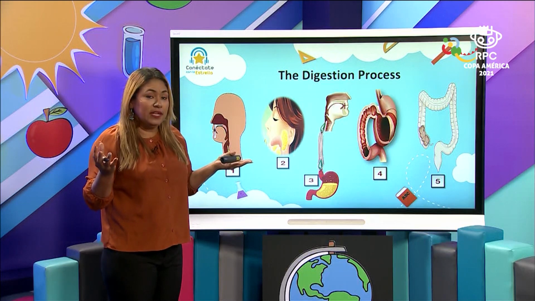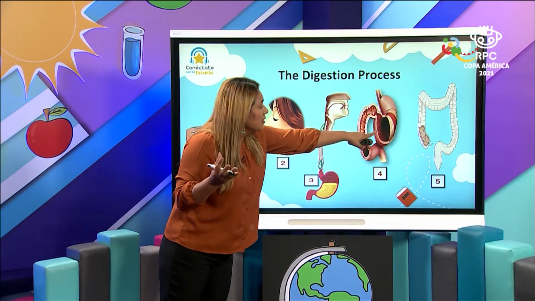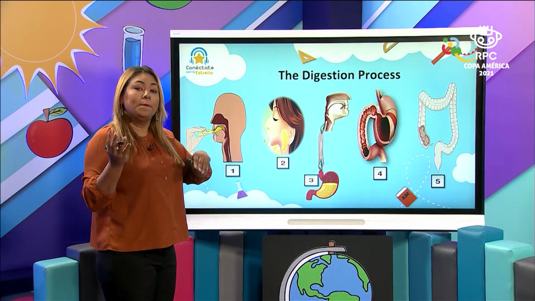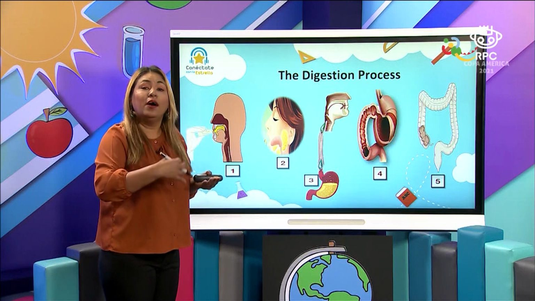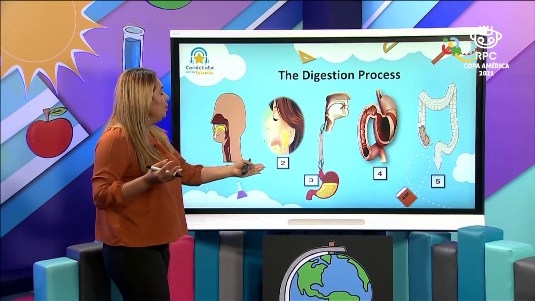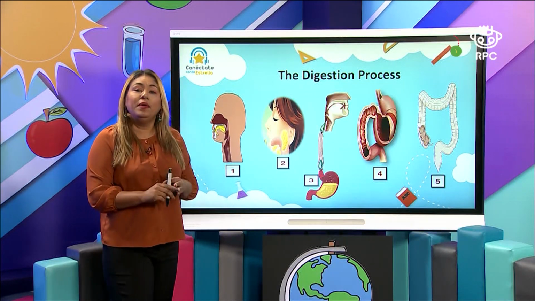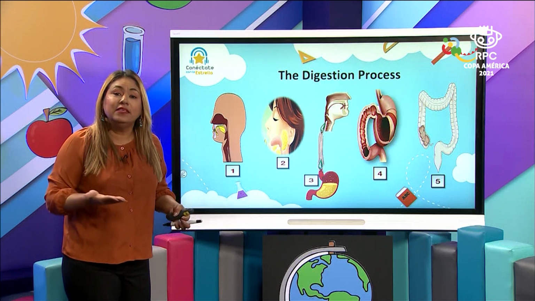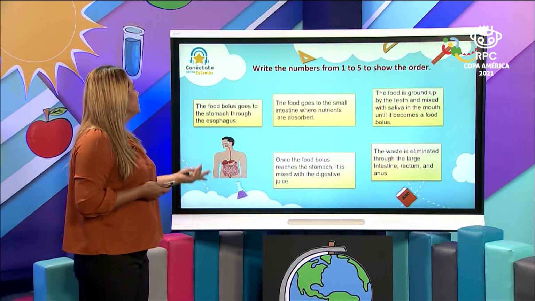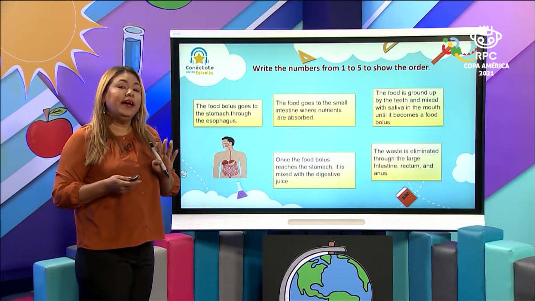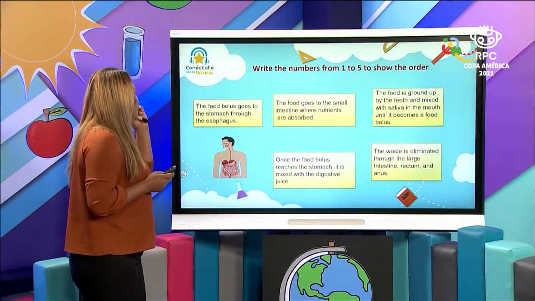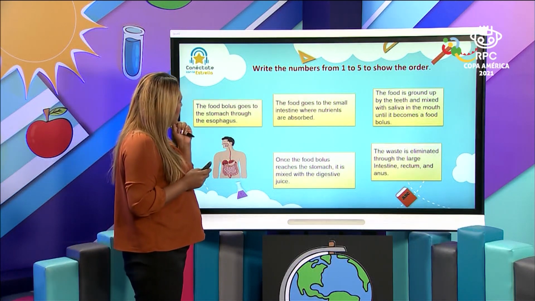At the end of the process, the waste goes into your large intestine, into the rectum, and goes outside of your body through the anus. So in that way, we have 1, 2, 3, 4, and 5 different pictures that can help you to practice the process of digestion. Okay, let's continue, guys. Write the number from 1 to 5 just to try to remember what is the process. Let's start. The food bolus goes to the stomach through the esophagus.